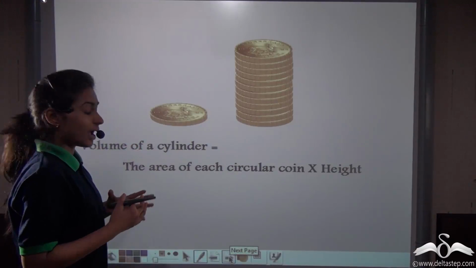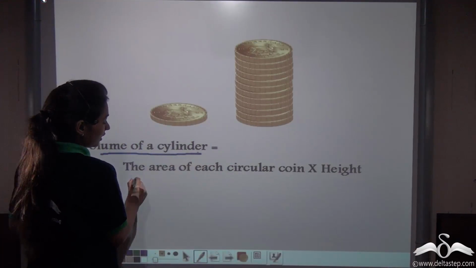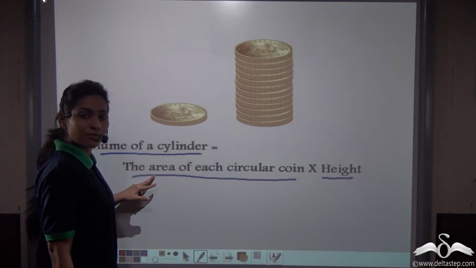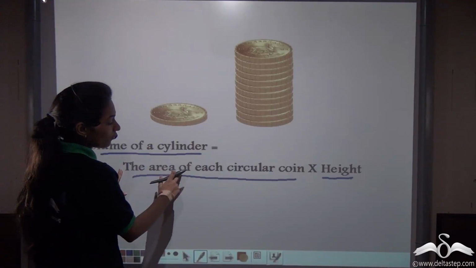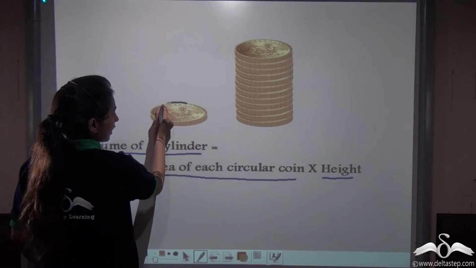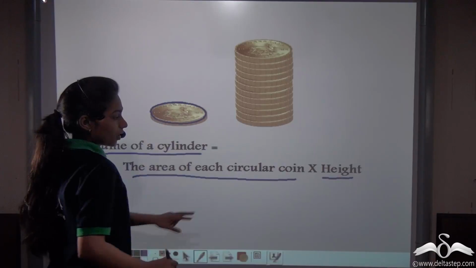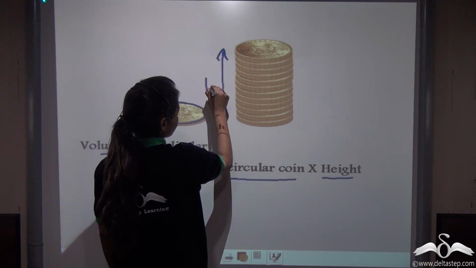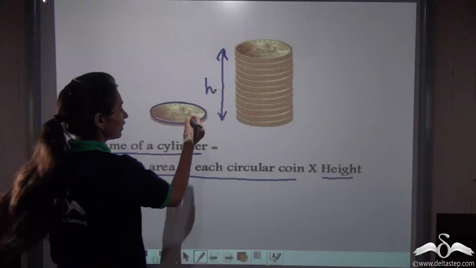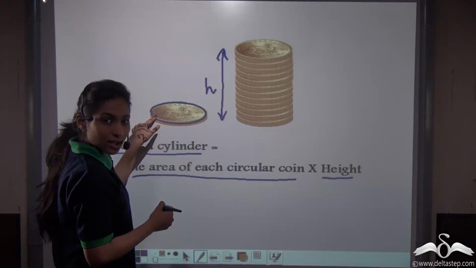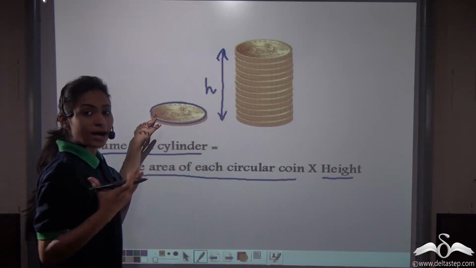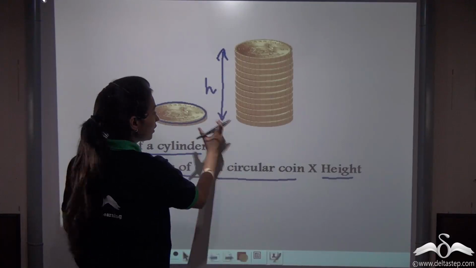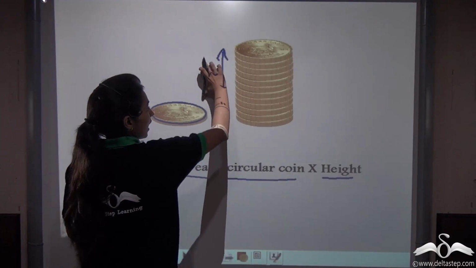Now instead of that, we can also say that the volume of the cylinder is the area of each circular coin into height. Now how does this come from? Let's see. The area of each circular coin, that means the area of this, into height, that is this height. We have kept one coin on top of the other and created this height. So actually what we have done is calculate the area of each circular coin into this height. Now this will actually give us what?